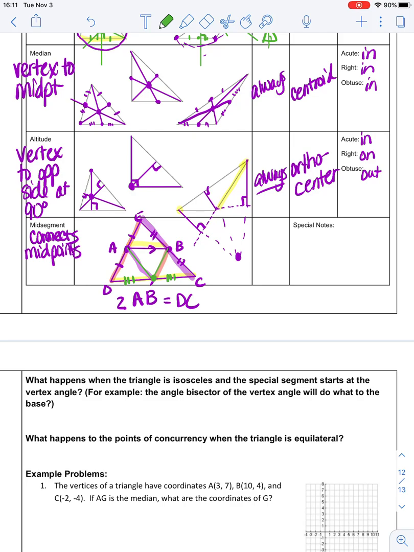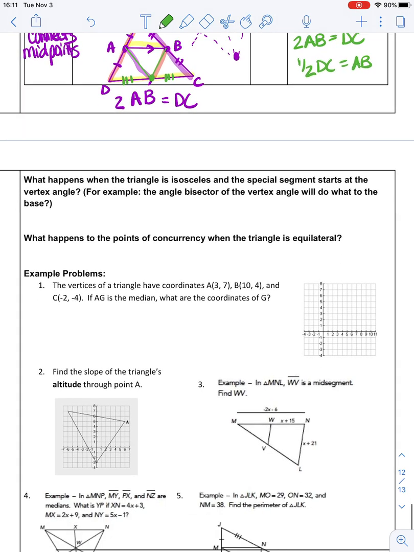Okay, so I guess we could have written here that it takes two ABs to make one DC, or half of DC is one AB, however you want to think of it, but it takes two of the mid-segments to make one long base.